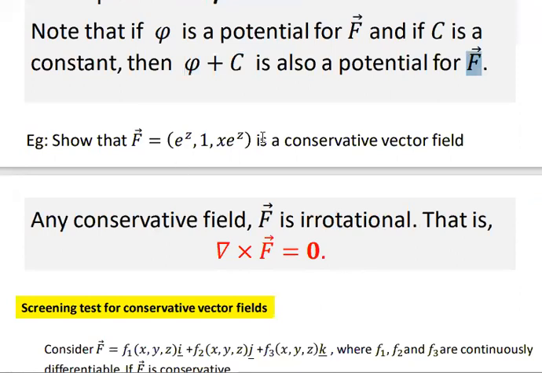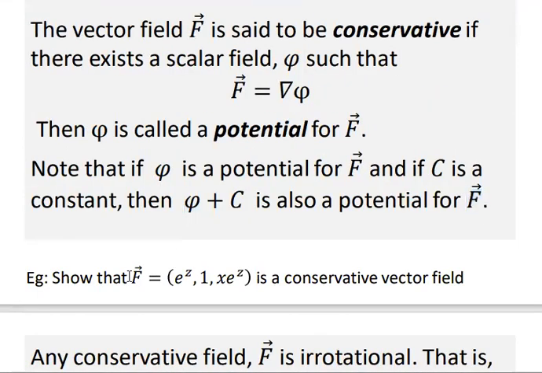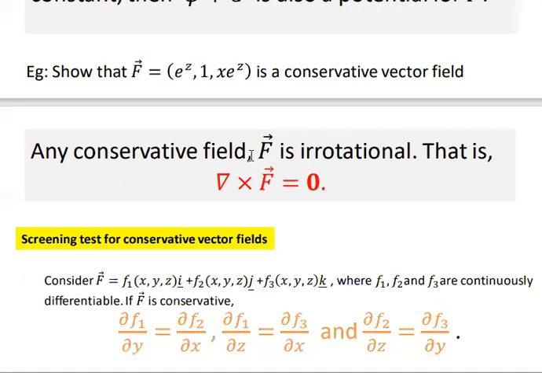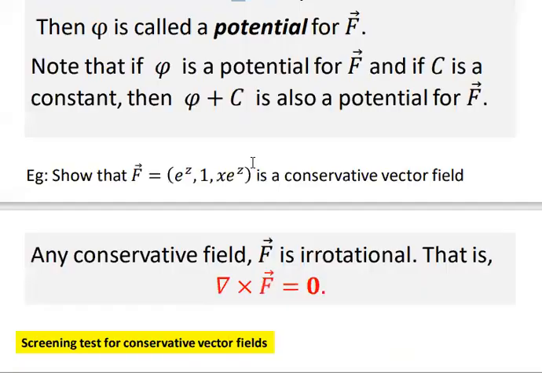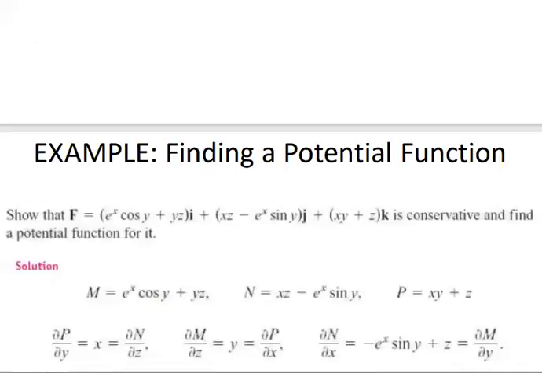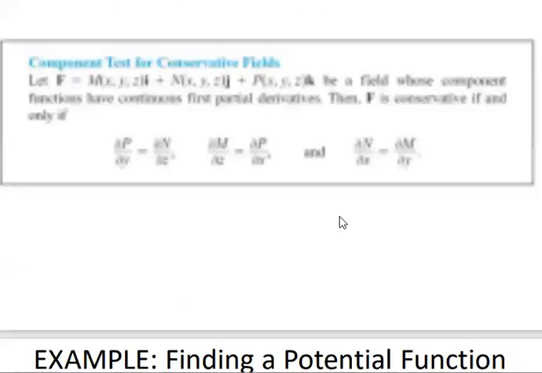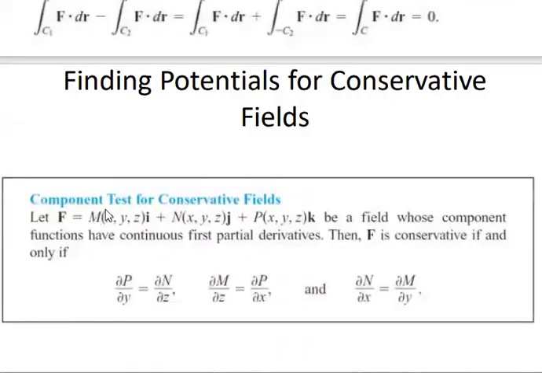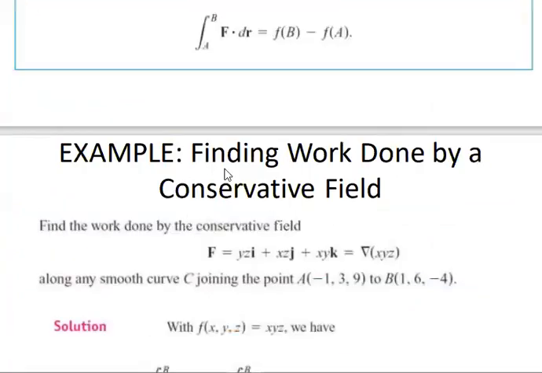So how do you find this potential function, or how do you show that this field is conservative? That's the question. You have to show there exists a scalar valued function such that the field is equal to the gradient of that function. Later, in this document, I will explain how you find the potential function and how you show that a field is conservative.